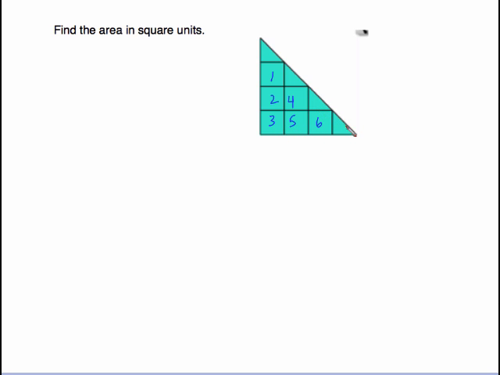Now these two can go together. If I could flip this up, this is going to make this square, so that's number 7. If I could flip this one up, it's going to make this square, which is number 8. So the area of this triangle is 8 units squared, or 8 square units.